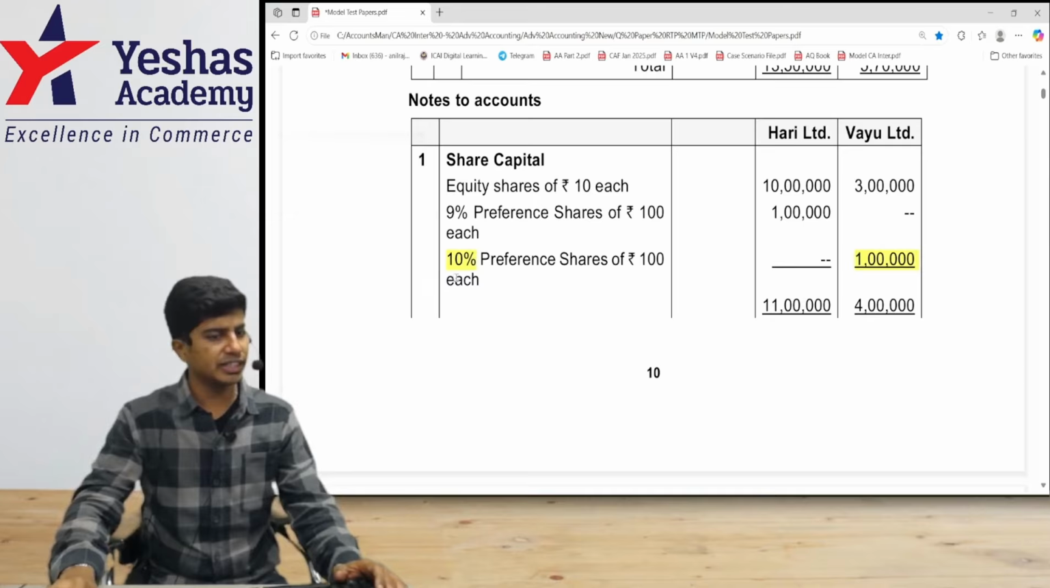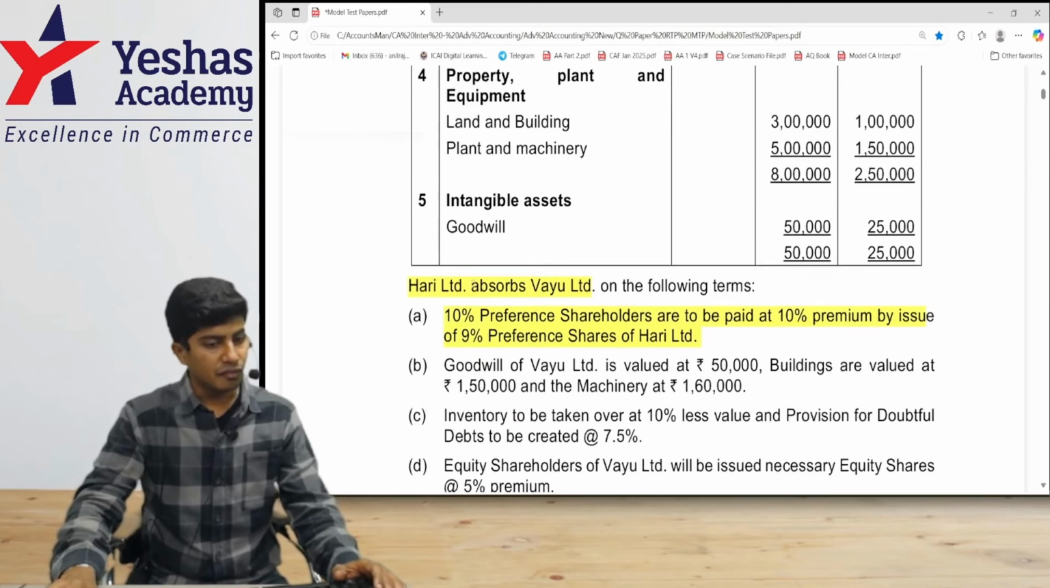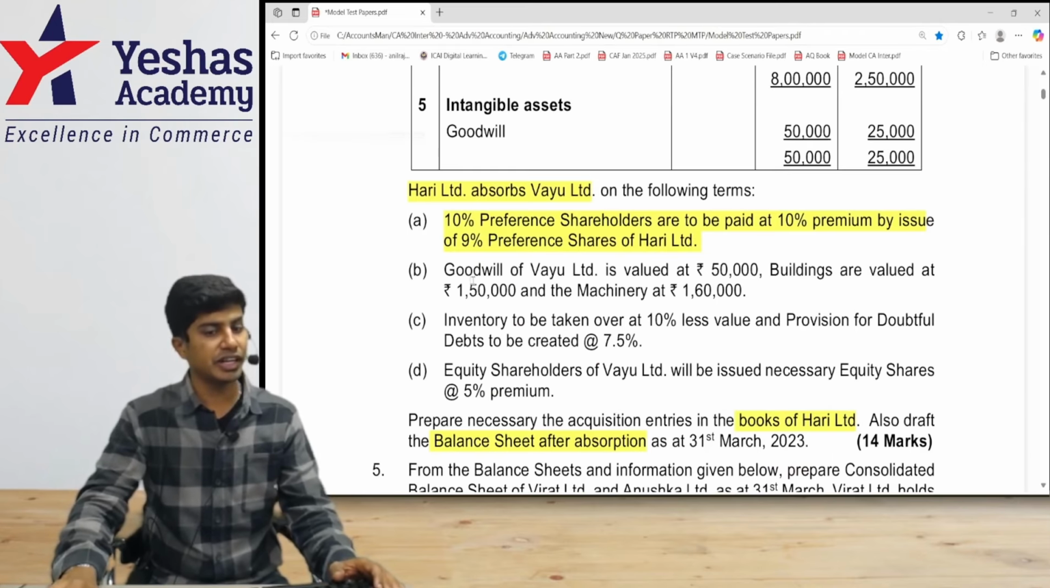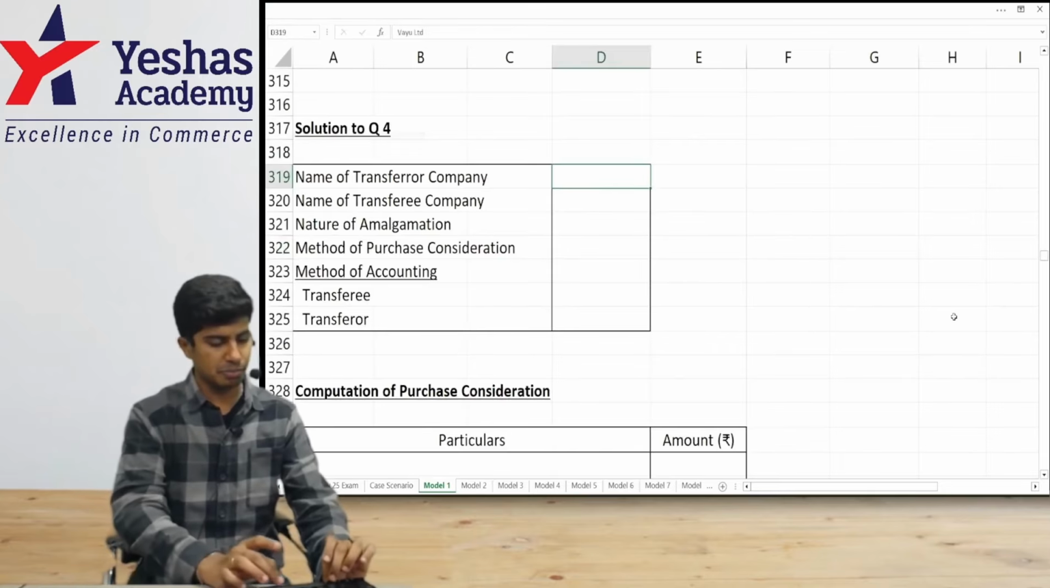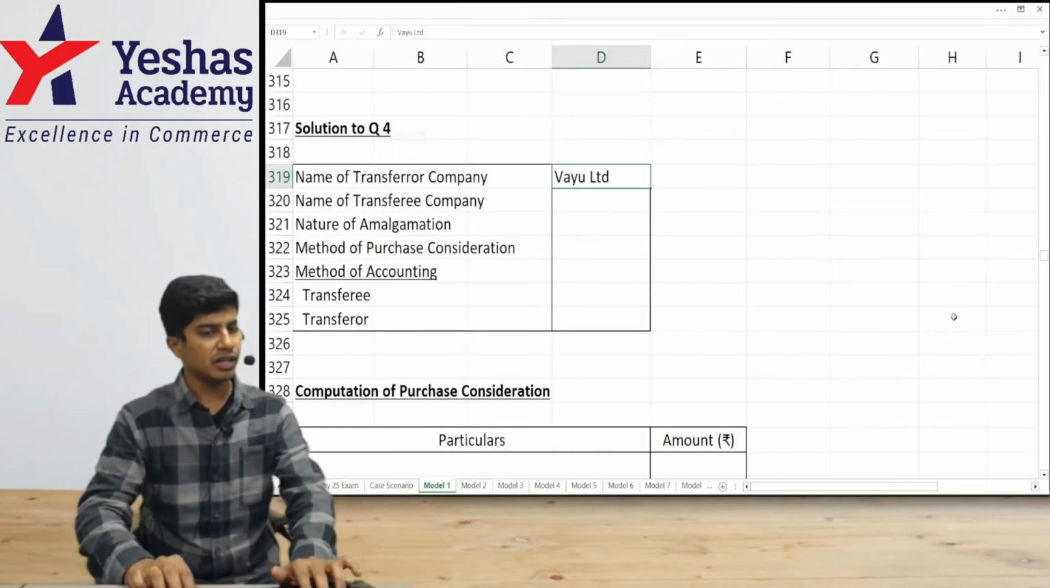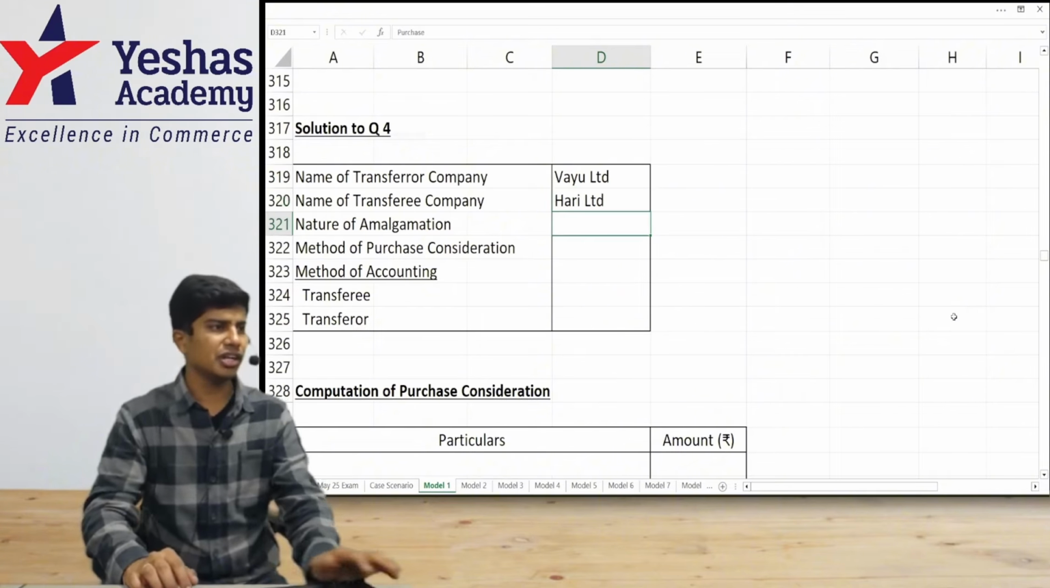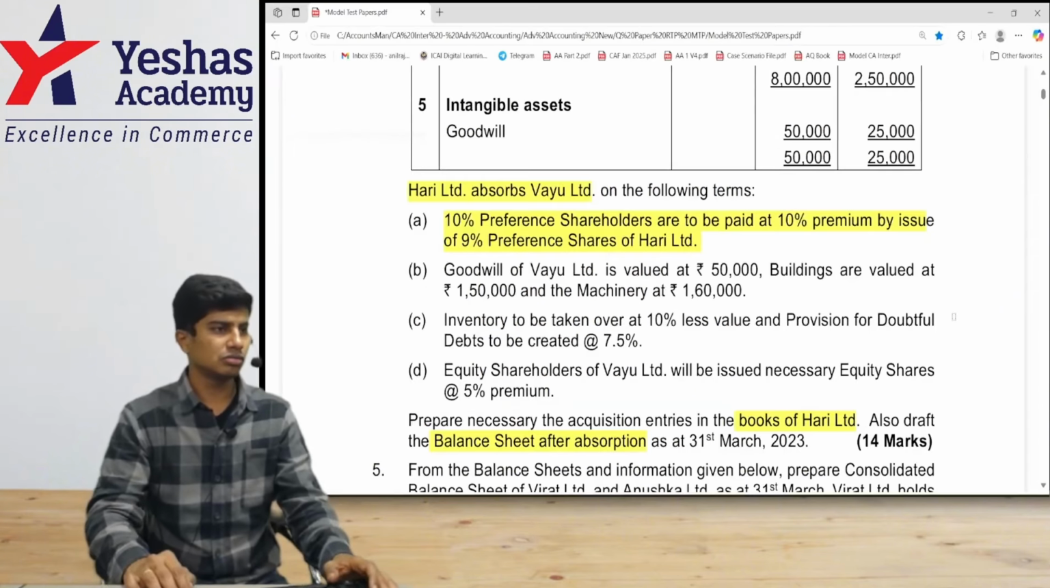10% preference shares are settled by issue of 9% preference shares in Hari, but they are to be paid 10% premium. Let's write that. Before that, name of the transferor company, Vayu Limited. Name of transferee company, Hari Limited. Nature of amalgamation: right now, we don't know. We'll get to know eventually later.